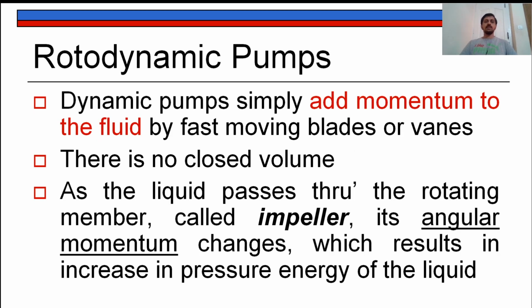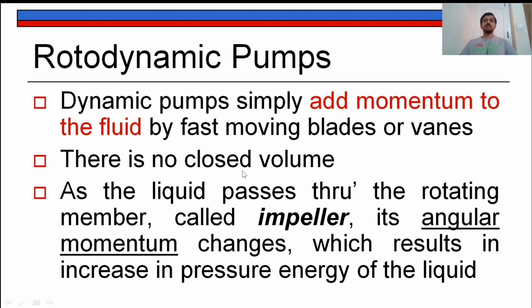Now coming to the second category, that is rotodynamic pump. They simply add momentum to the fluid as a result of some rotation of the shaft. So it will have some blade kind of arrangement, and that change of momentum will be transferred to pressure energy. So velocity energy will be converted to pressure energy here, by fast moving blades or vanes. There is no closed volume as in the case of positive displacement pump.